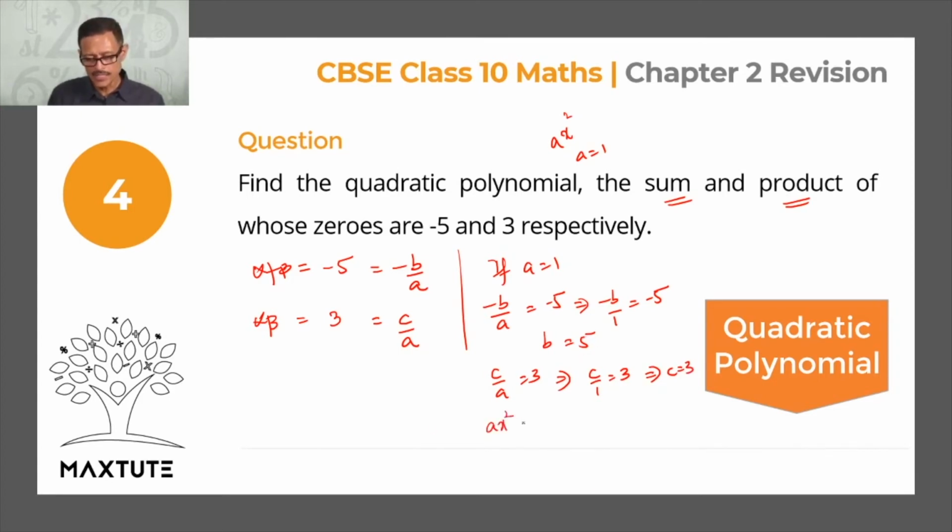The polynomial is ax square plus bx plus c, because it's a quadratic polynomial. A we have taken it to be 1, so it's x square. B is equal to 5, so x square plus 5x, and c is equal to 3. So this is the polynomial that we'll have to get.